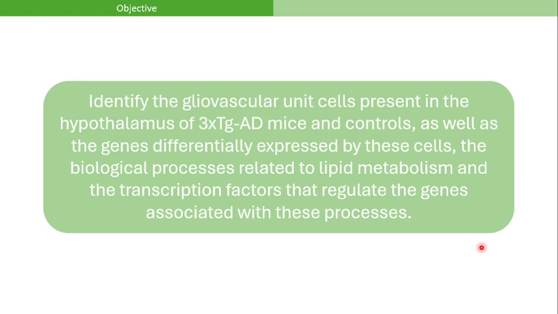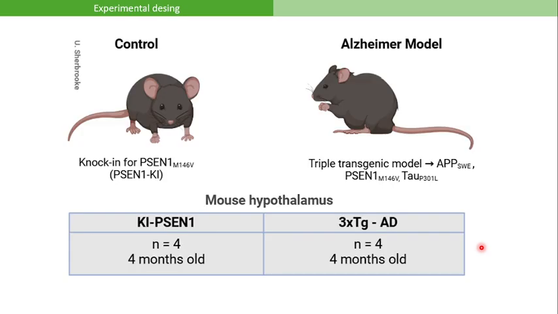For our experimental design, we conducted a comparison of 4-month-old mouse models to study the hypothalamus in the context of Alzheimer's disease. On the left, the control model is a knock-in mouse with a presenilin 1 M146V mutation, with 4 individuals in the group. On the right, the Alzheimer's model is a triple transgenic mouse with mutations in APP, presenilin 1 M146V, and tau P301L, also with 4 individuals in the group.